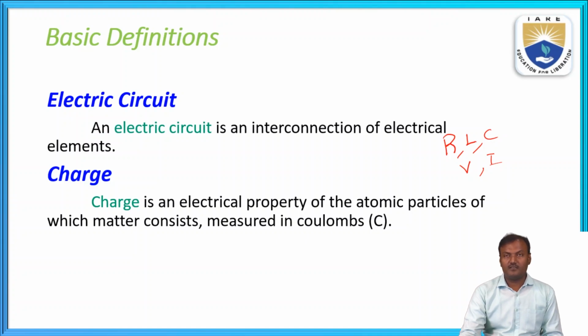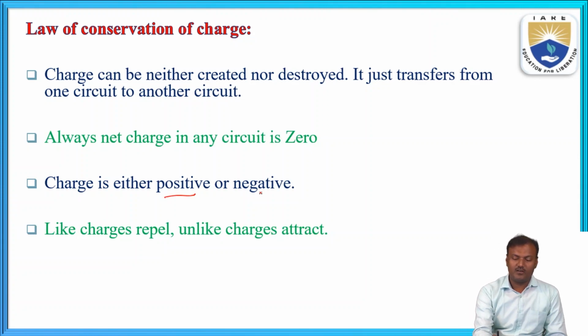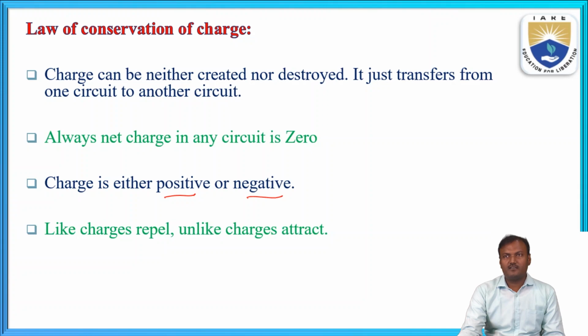And next one is charge. Charge is an electrical property of atomic particles of which matter consists, and the unit is coulombs. Next one is the law of conservation of charge. Charge can neither be created nor destroyed. It just transfers from one circuit to another circuit, and always the net charge in any circuit is zero. The charge is either positive or negative, and like charges repel and unlike charges attract.